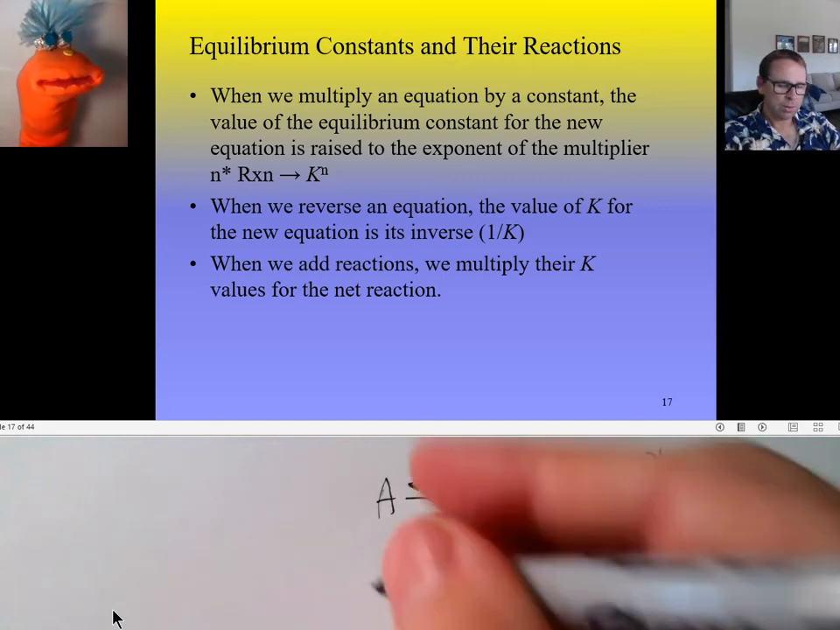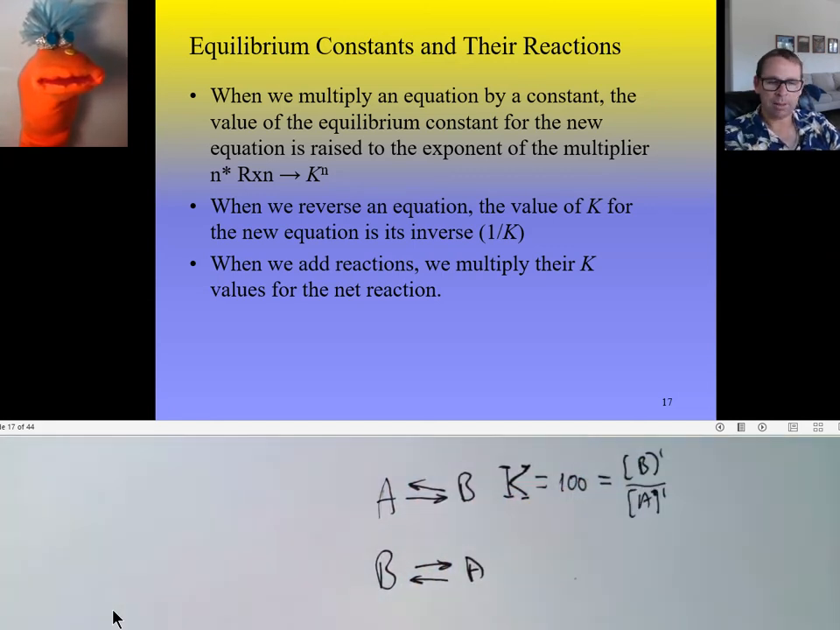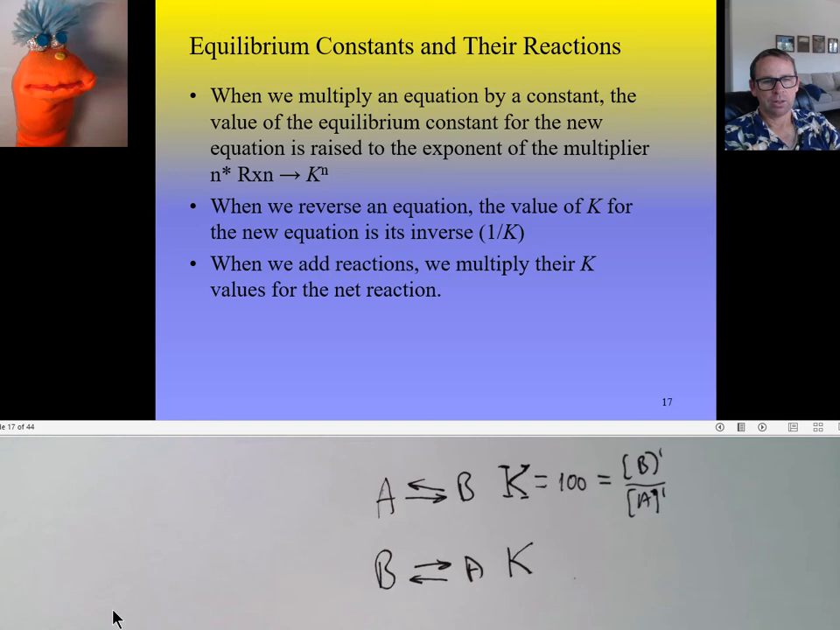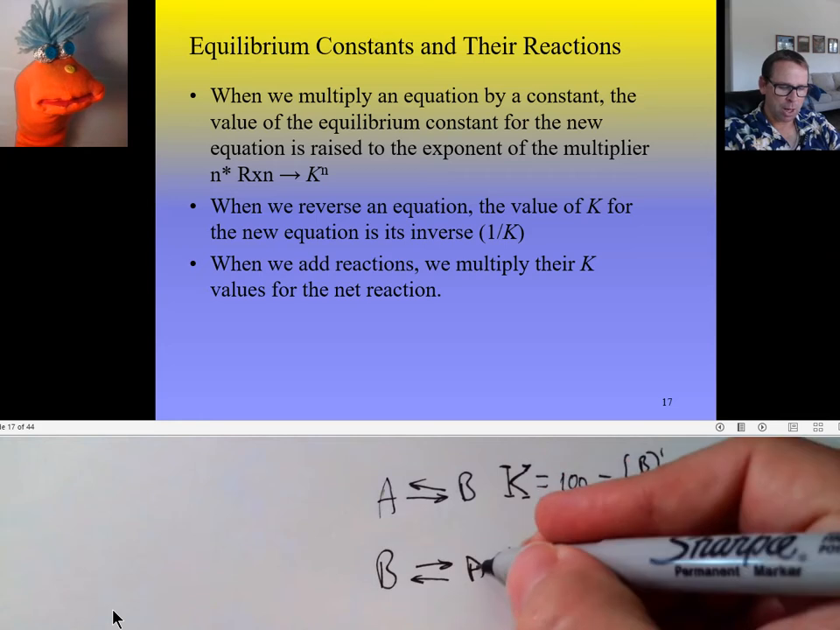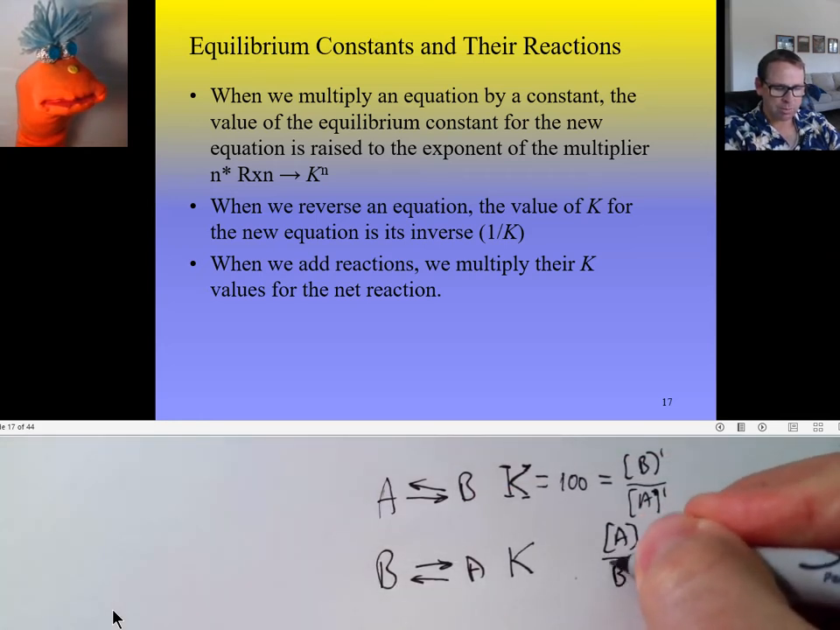Okay? Well, what about this reaction here, where B is going to A? What would the K value for that reaction be? That would be the concentration of A over the concentration of B. That's right, products over reactants. Concentration of A over concentration of B.